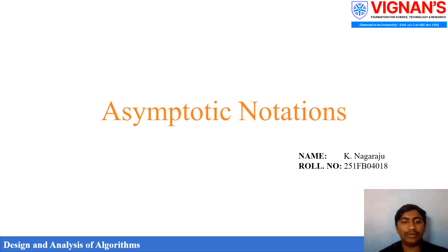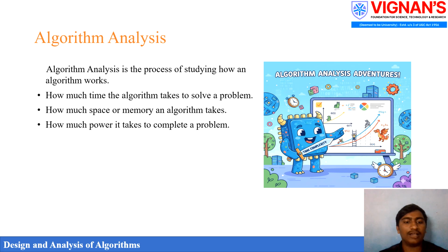Hello everyone, today I am going to explain asymptotic notations, which are used in algorithm analysis to measure the performance of algorithms. Algorithm analysis is the process of studying how an algorithm works. It helps us to understand how much time, space, and sometimes power an algorithm requires to solve a problem.